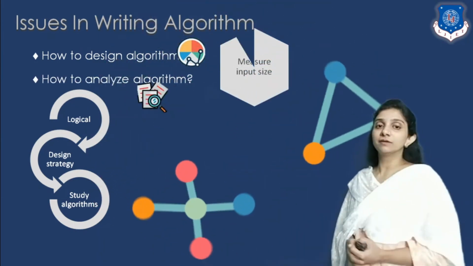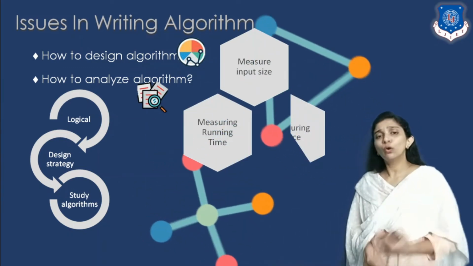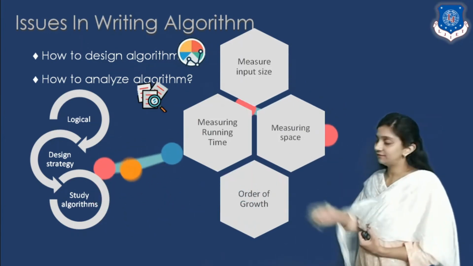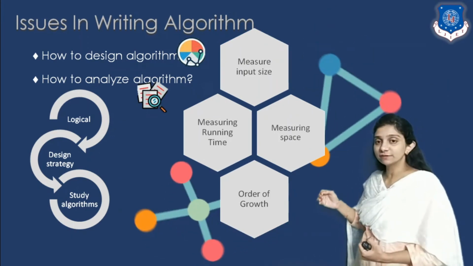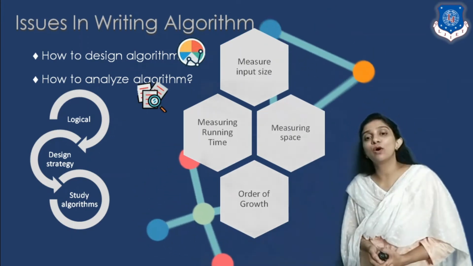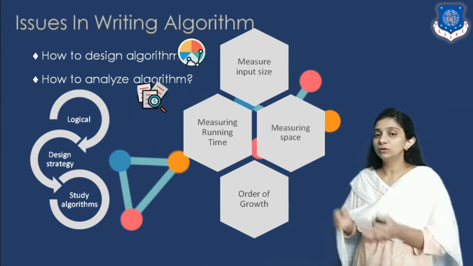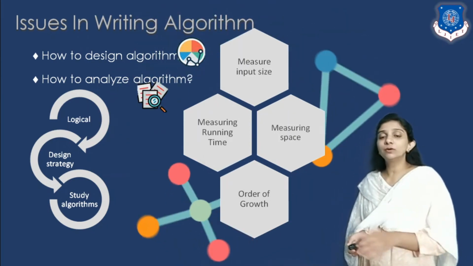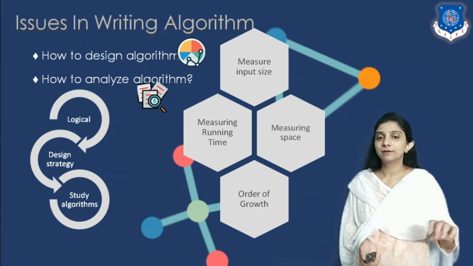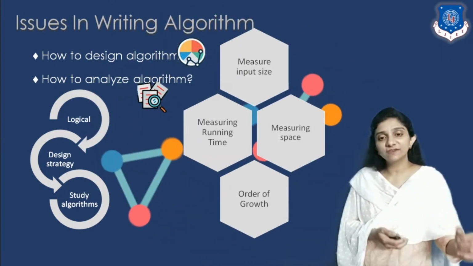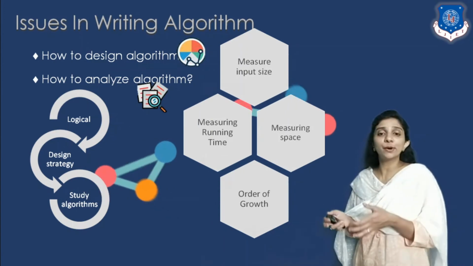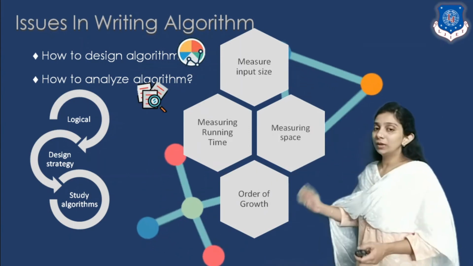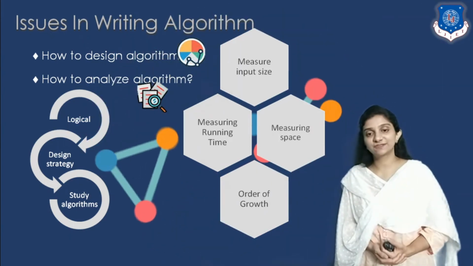Another aspect of an algorithm is to perform analysis. While we are performing analysis, we are measuring input size, we are measuring running time, measuring space required by the algorithm, and last is order of growth. That is nothing but how changing input size would affect the running time of the algorithm. If I give one input, the algorithm takes only 1 second. But if I give two inputs, the algorithm takes 10 seconds. So what is the relation between the number of inputs and the running time of the algorithm? That is what order of growth is. We will cover this particular topic in our next lecture.